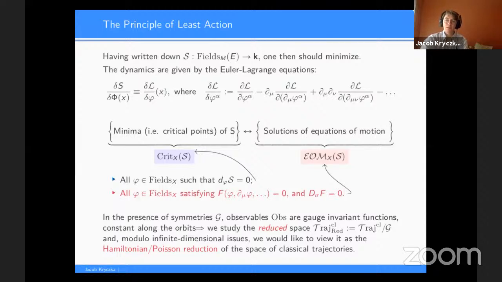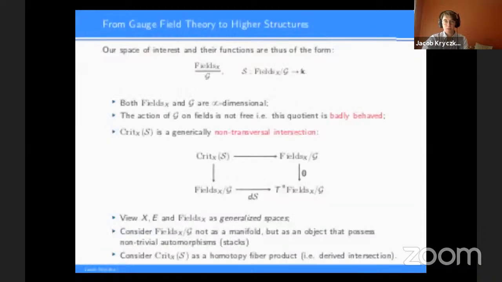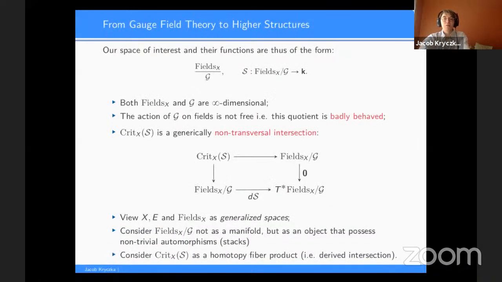And what this amounts to, roughly speaking, is passing to a reduced space of classical trajectories. These spaces are typically infinite dimensional, as I'll mention. But modulo those issues, we typically want to view this reduced space as a Hamiltonian or Poisson reduction of the classical trajectories. Okay, so to summarize so far, we want to study quotient spaces like fields modulo gauge symmetries and functionals on them.